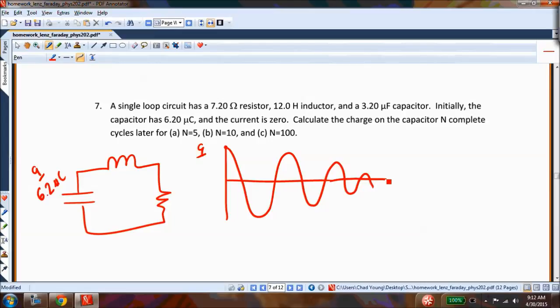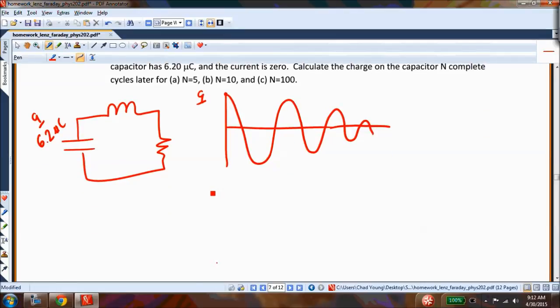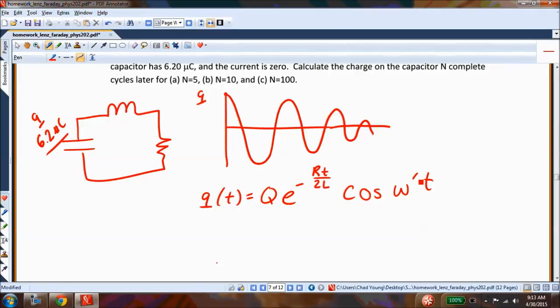Now, there are two functions that describe this charge. Q is a function of t, or rather, the function that describes the charge has two components. It's equal to my Q max, that's going to be my 6.2 microcoulombs, times the exponential, which is e to the minus Rt over 2L. This will be on your equation sheet, times the cosine of omega prime t. So what I want to know is what is the charge at particular times.